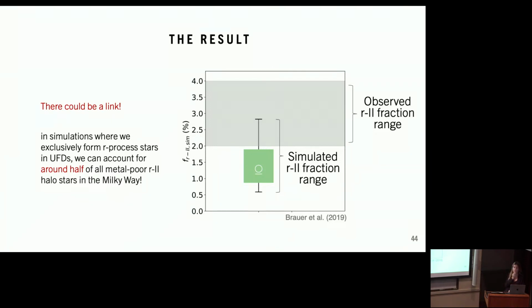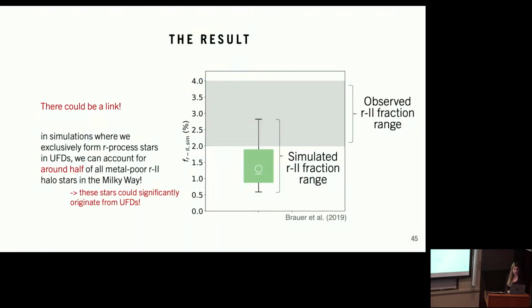This is surprising because the chances of a random star being from a UFD, being from an ultrafaint dwarf, is less than 1% chance. So if there was no link, instead of this range being here, it would be down near 0. But the fact that it is well above 0 is intriguing and made us start thinking that this could be important and that there could be a significant link, and this could be a way to identify stars from the ultrafaint dwarfs.